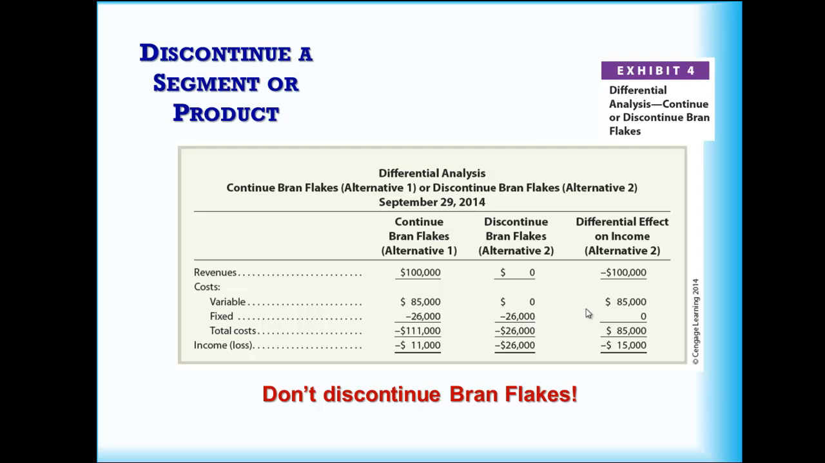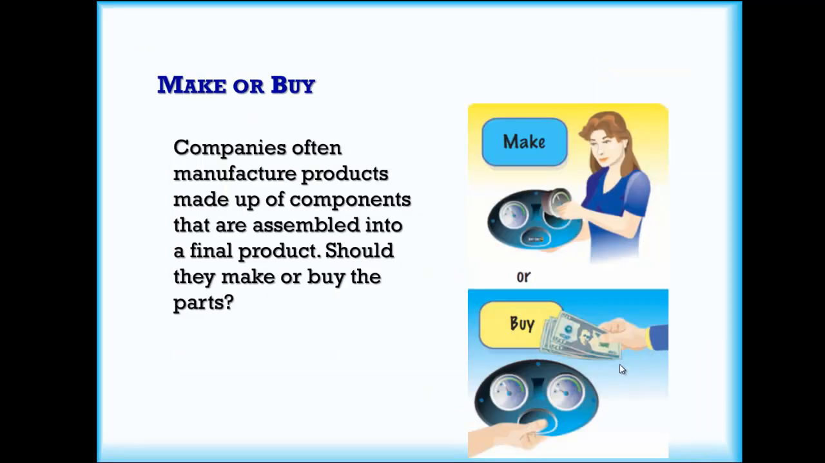So what we can see here is that we're going to be worse off if we get rid of the bran flakes. If we keep the bran flakes, we're losing $11,000. If we discontinue them, we're losing $26,000. So we'll be worse off by $15,000 if we eliminate those bran flakes. This is why a solid understanding of variable and fixed cost is something that's very crucial to making these types of business decisions. Now let's discuss whether we should make or buy.